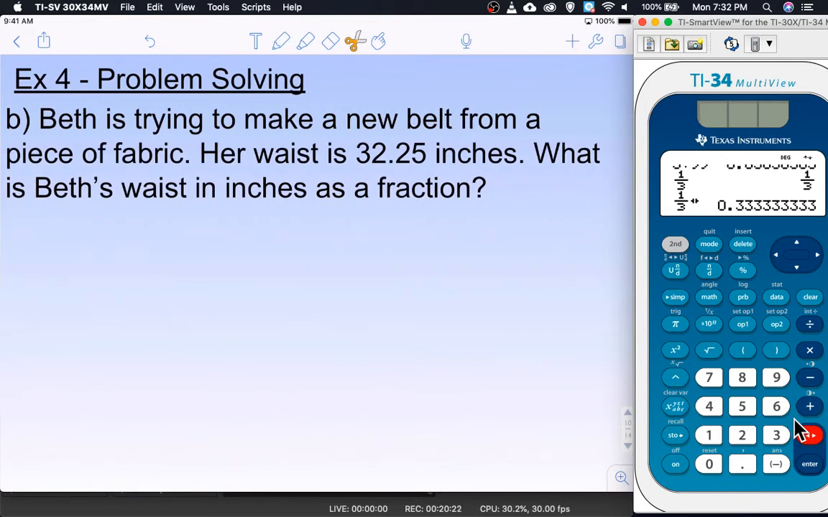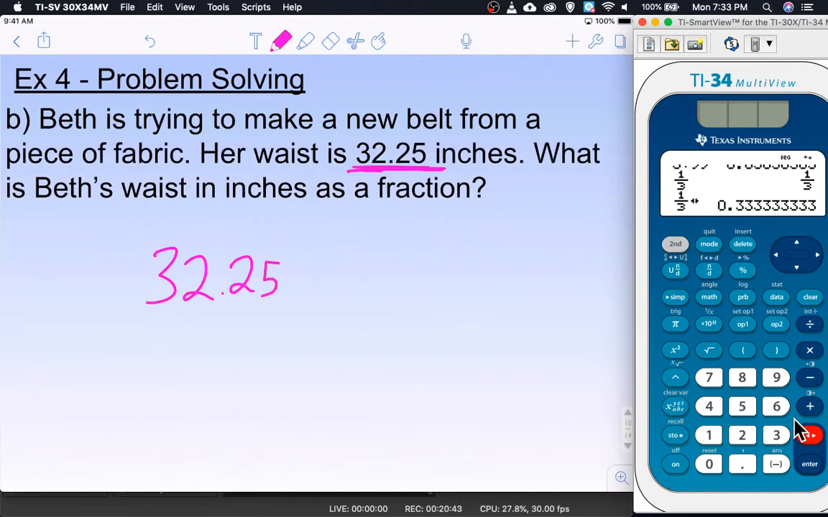Example 4 says Beth is trying to make a new belt from a piece of fabric. Her waist is 32.25 inches. What is Beth's waist in inches as a fraction? So we want this number, right? We want this number as a fraction.